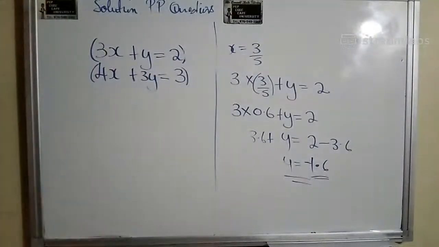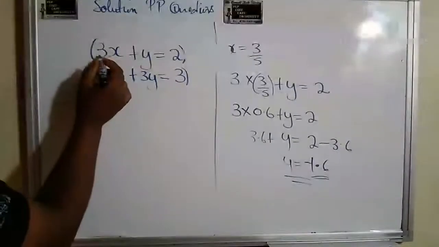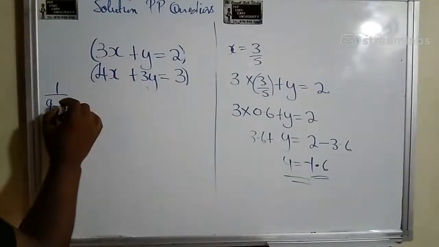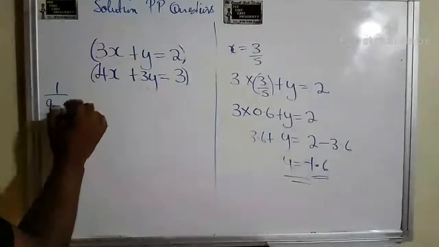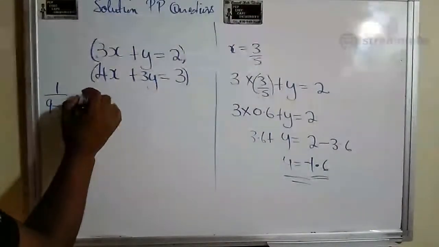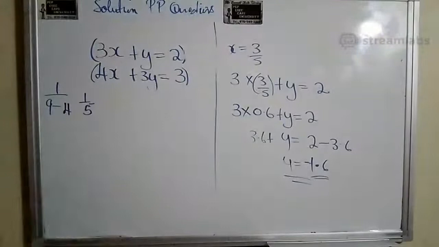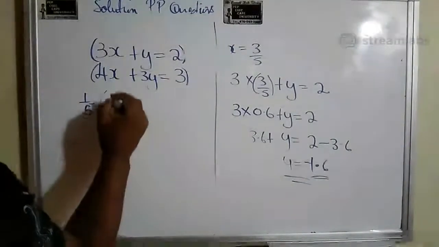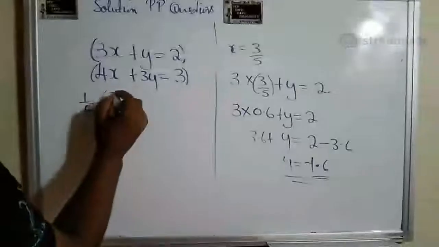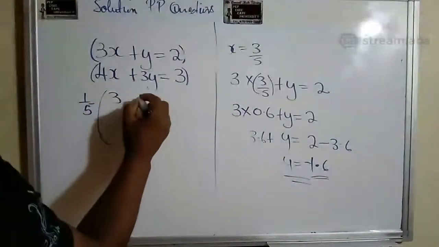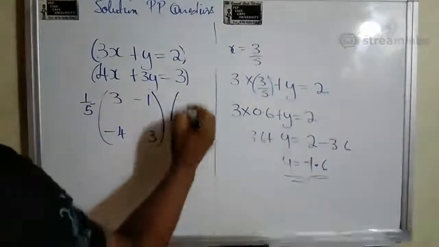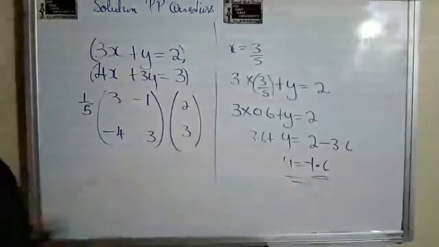Alright. So we'll have to find the inverse. So it would be 3 times 3, that's 9. So it's 1 over 9 minus 4. So that's 1 over 5. And then now we take it to 3, well, both of them are 3, so it's going to remain the same. This is negative 1 and this is negative 4, times 2 over 3, right?